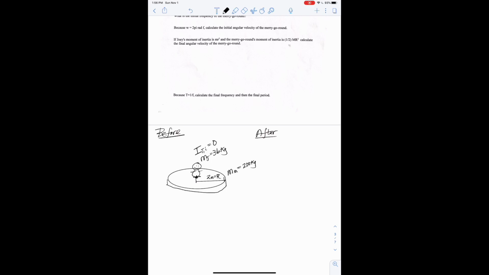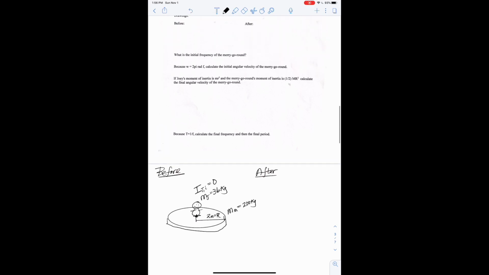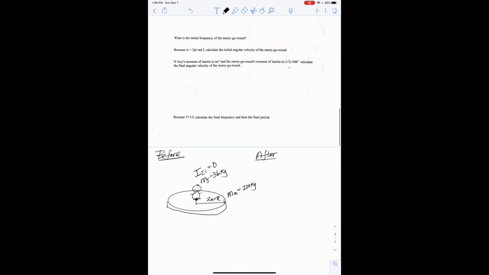And for the merry-go-round itself, I think there's a hint up here. It says the merry-go-round's moment of inertia is 1/2 mr squared. I think that's for a solid cylinder or a disc. So anyways, we know that that's the case. So I of the merry-go-round is equal to 1/2 m_m times r squared. Okay. So in the after drawing, the merry-go-round isn't going to change, right? It's just going to kind of do its thing, in terms of its moment of inertia.